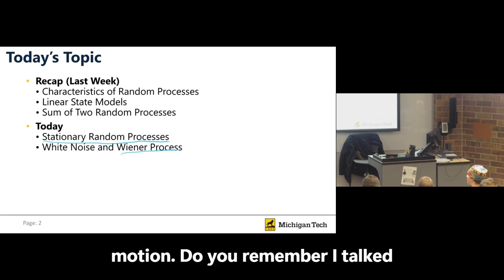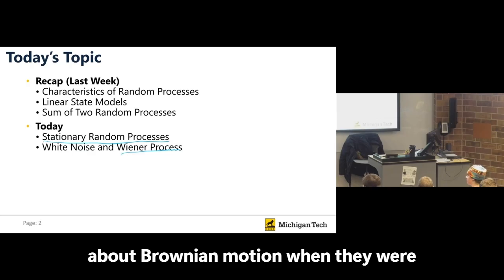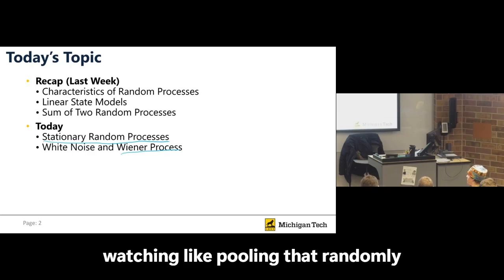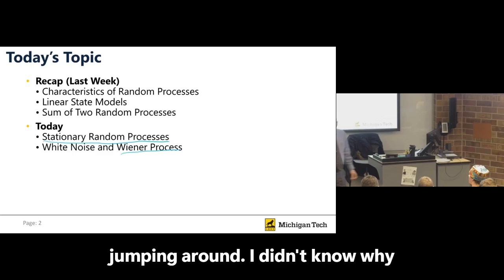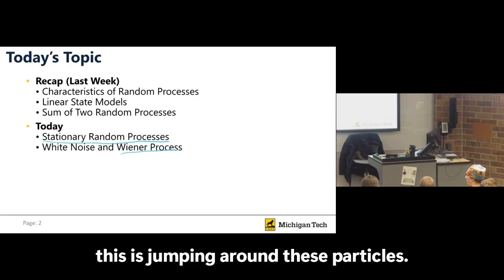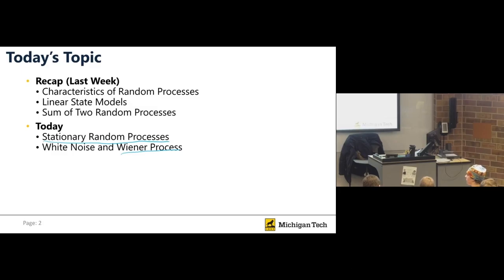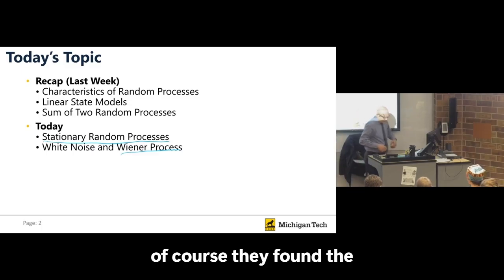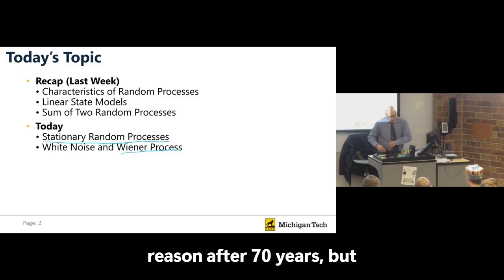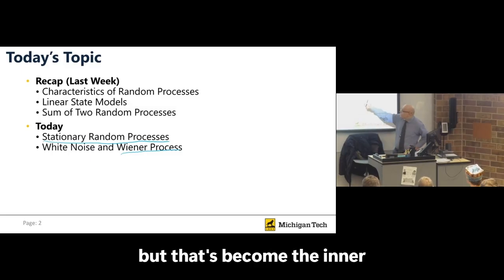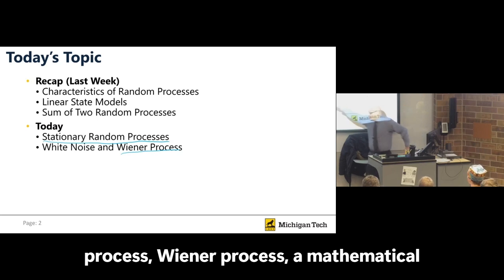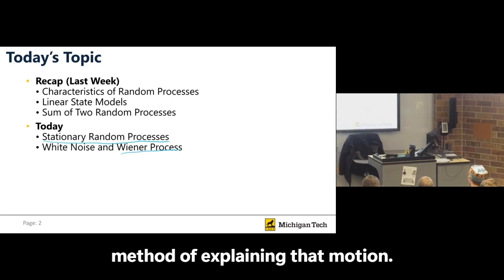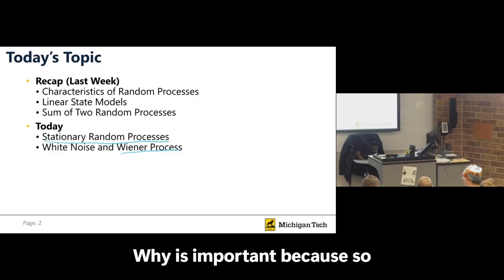Do you remember I talked about Brownian motion? When they were watching pollen particles randomly jumping around, they didn't know why the particles were jumping around, and they couldn't find any reason for that. Later on, of course, they found the reason after 70 years. But that became the Wiener process. The Wiener process is a mathematical method of explaining that motion.